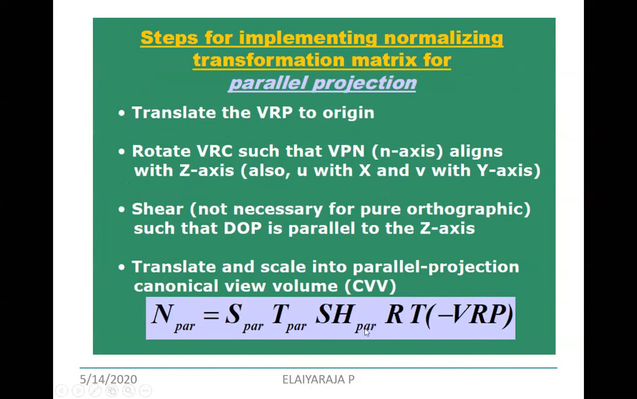So for that, the operations are: rotate and translate with respect to your view reference point to the origin, then perform the shear operation with respect to your parallel projection, which is not required for orthographic projection. Why? Because it is perpendicular to the viewing plane. For that it is not required, for others it is required. So perform your shear operation with respect to your parallel projection, then translate and scale into parallel projection.